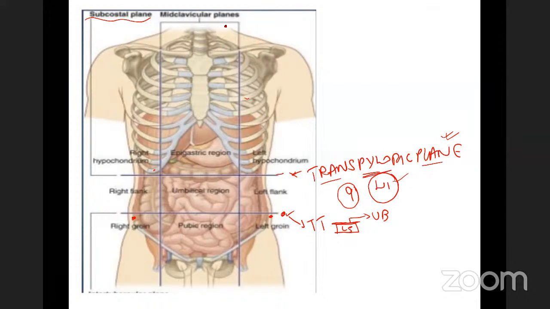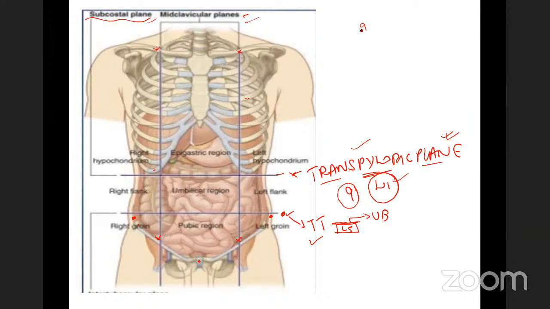Now, the two vertical planes pass through the mid-clavicular line to the mid-inguinal point, that is, the point between the anterior superior iliac spine and the pubic symphysis. If you join those two points, you get the mid-clavicular plane. In this manner, the two horizontal planes, the transpyloric plane and the transtubercular plane, and the two vertical planes, the right and left mid-clavicular planes, divide the abdomen into 9 regions.